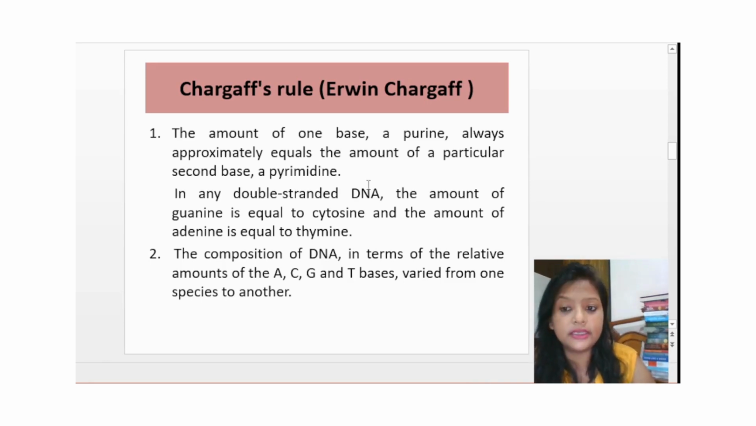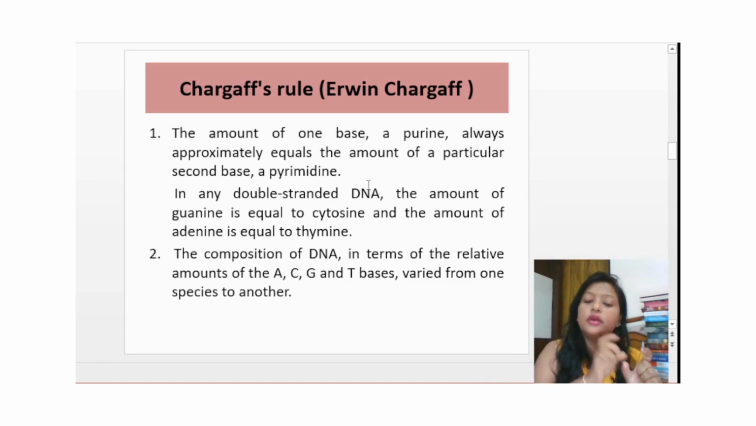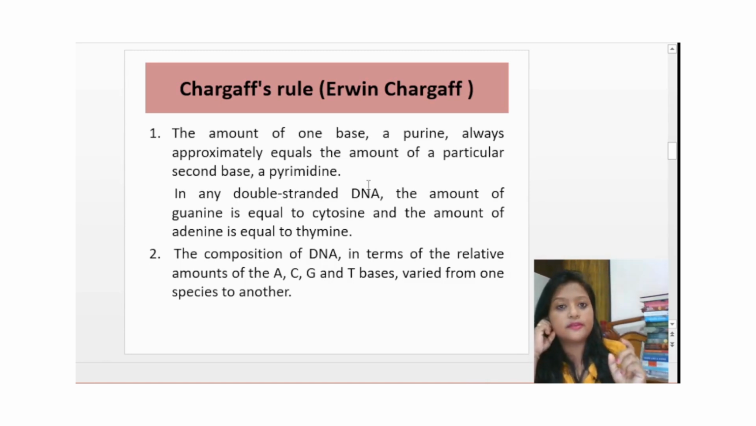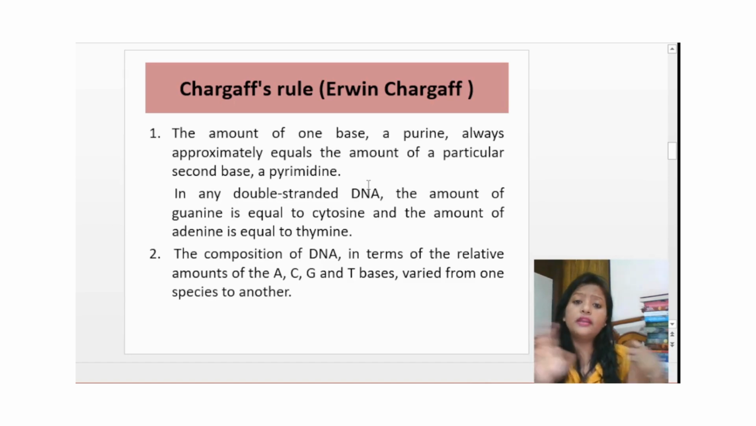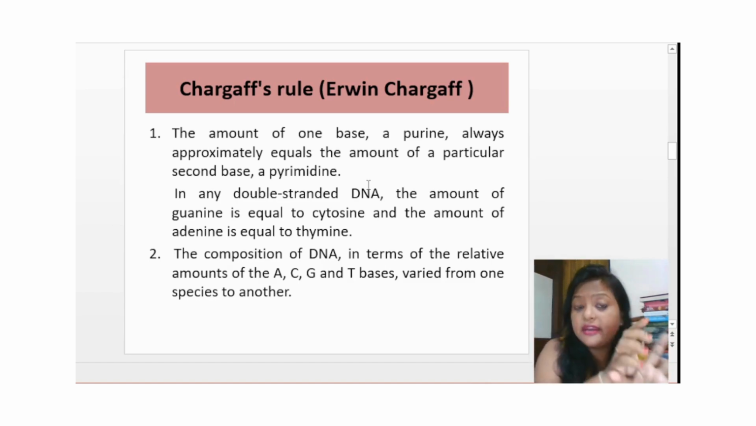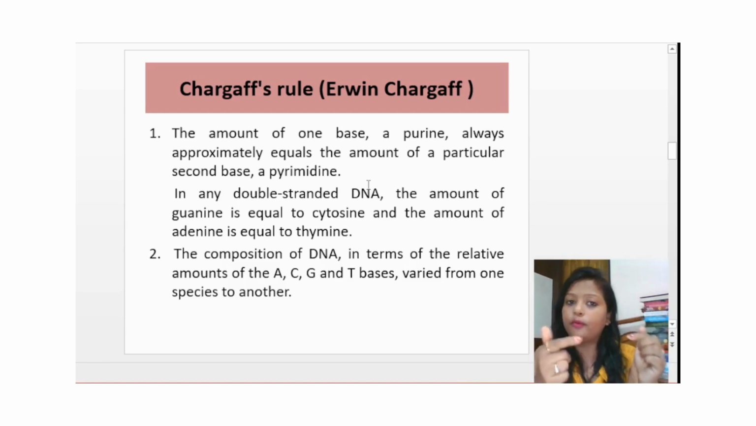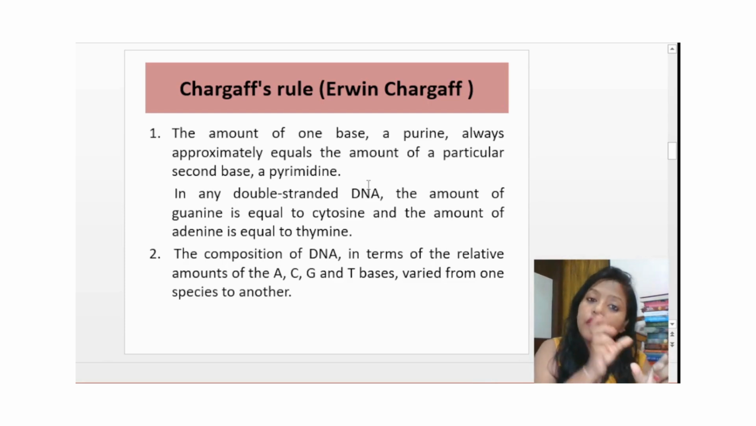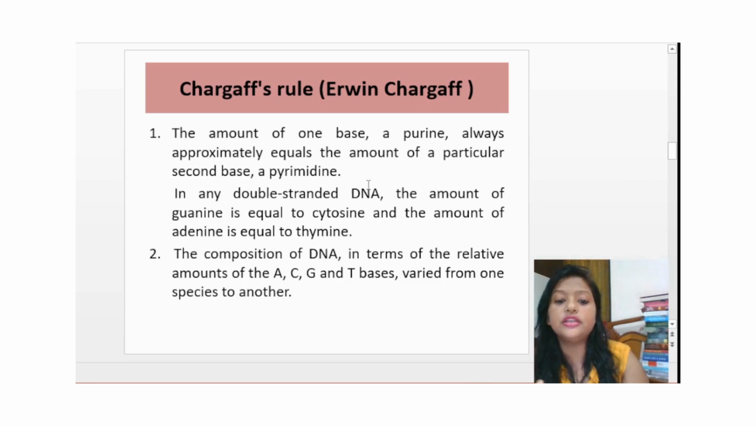So in a double stranded DNA, the amount of guanine is equal to the cytosine base. Understood this one? I hope so. Adenine and thymine form a bond, A and T, and C and G form a bond. So the amount of A will be equal to T, that's why they're forming a bond. In a similar way, the amount of C will be equal to the amount of G. I hope you have understood that.